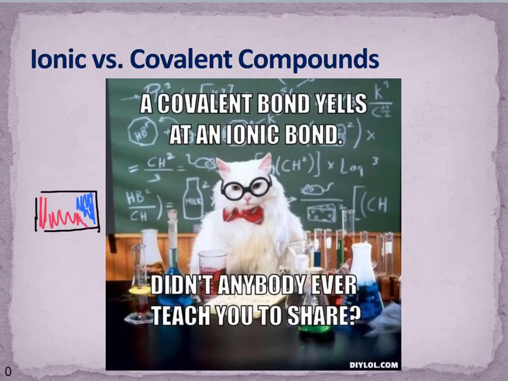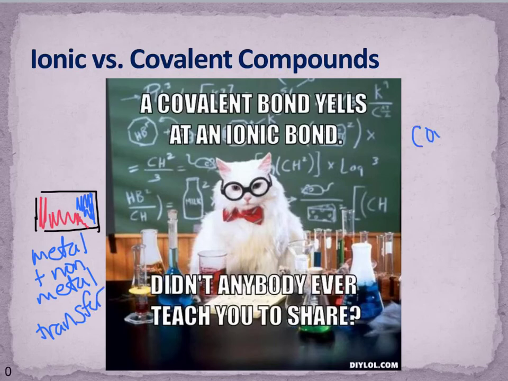So for an ionic compound, we have a metal and a nonmetal, and when we do that, we're going to have a transfer of electrons. So our ionic is metal plus nonmetal, and we're transferring electrons. When I look at a covalent compound, however, what I'm looking at is typically two nonmetals, and what we see happening there is sharing of electrons.